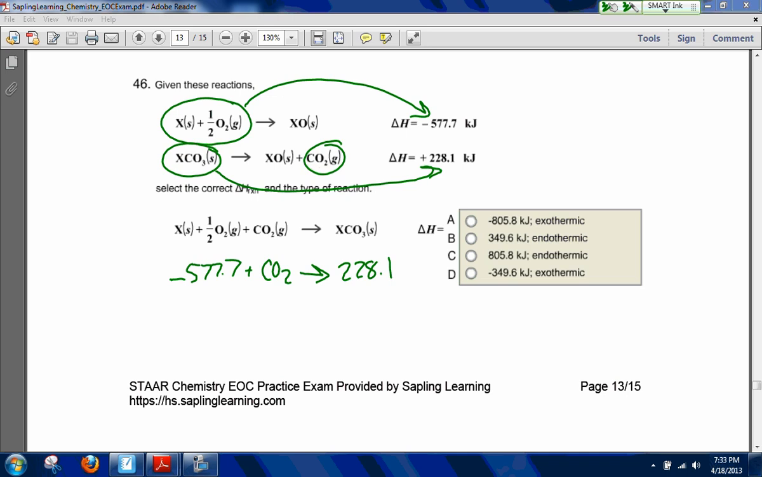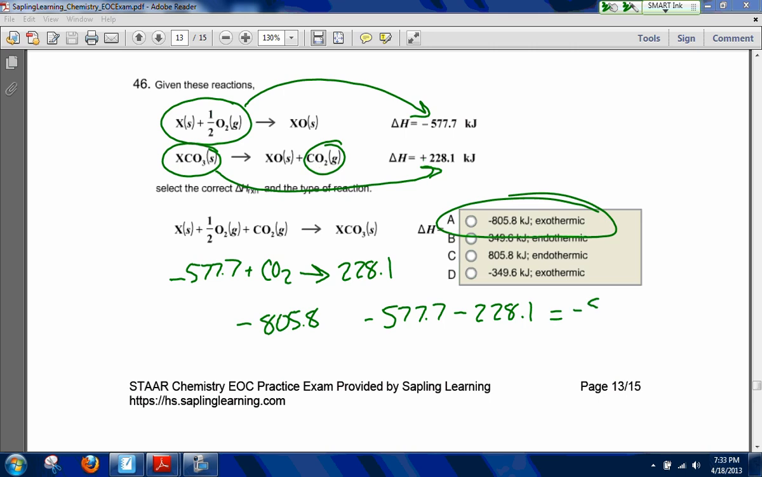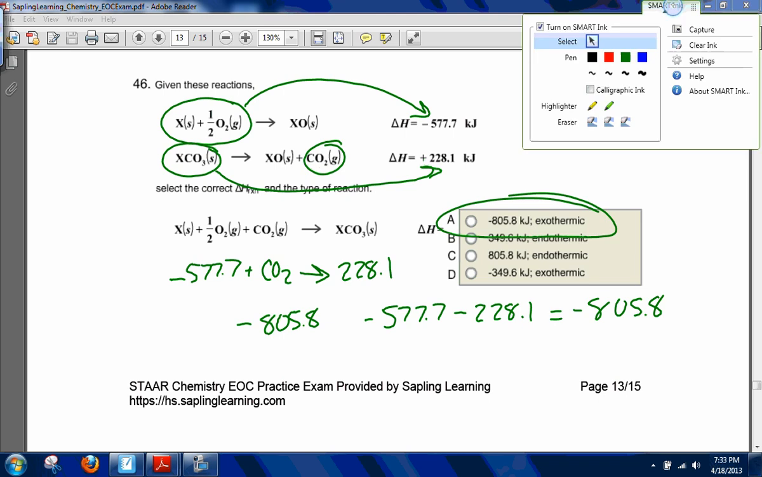228.1. Okay, so we're going to put everything on one side, all the numbers on one side again, and we'll get negative 805.8. So 577.7 minus 228.1 equals negative 805, because I didn't really spell that out too well. And we move on to the next one.